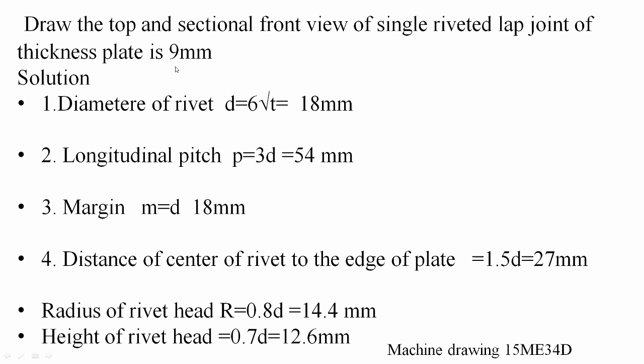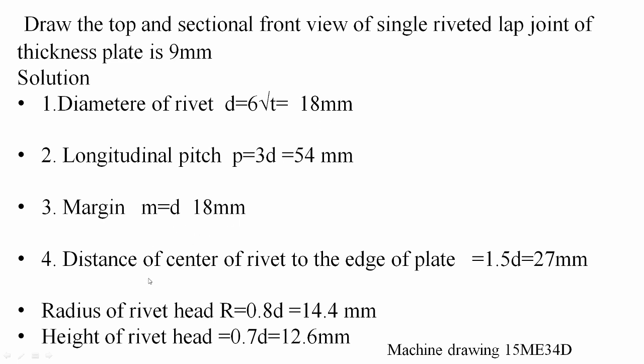The thickness of the plate is given as 9 mm. In any problem, the thickness will be given initially, and using the thickness you have to solve the other formulas. The diameter of the rivet is given by D equals 6 root T. If you substitute the thickness as 9 mm, you will get 18 millimeter. Similarly, the longitudinal pitch P equals 3 times the diameter, 3 times 18 is 54 millimeter, and the margin M equals the diameter, that is 18 millimeter.